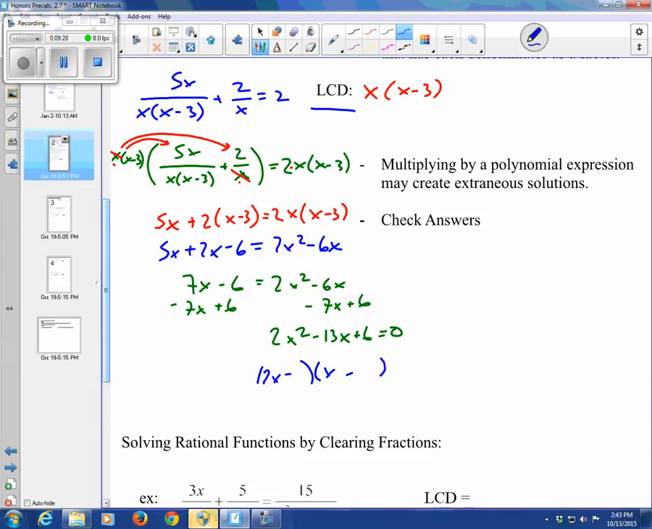let's see here, we have 6 and 1. These are our 2 linear factors that multiply to give us this quadratic, and then we can get the zeros of x equals 1/2 and x equals 6.